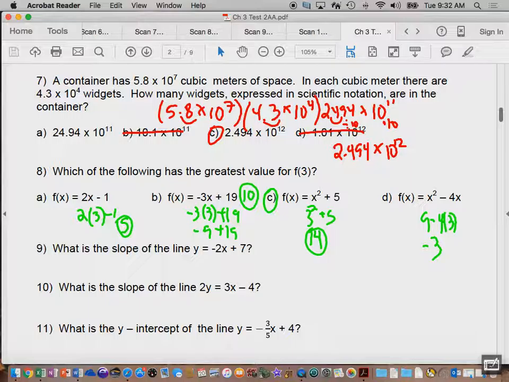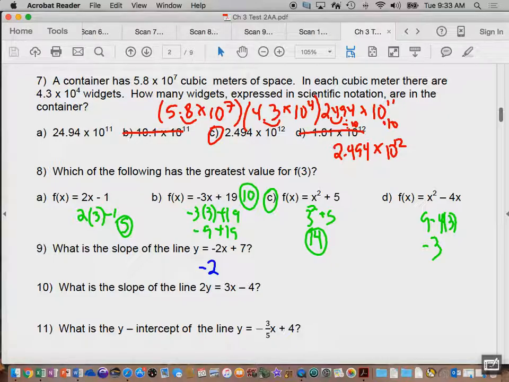What's the slope on number 9? Yes, thank you. It is not negative 2x. The slope never includes the x. The slope is only the number in front. Now, a lot of kids who got that right, I then asked, what's the slope on number 10? And they said 3, or some said 3x.